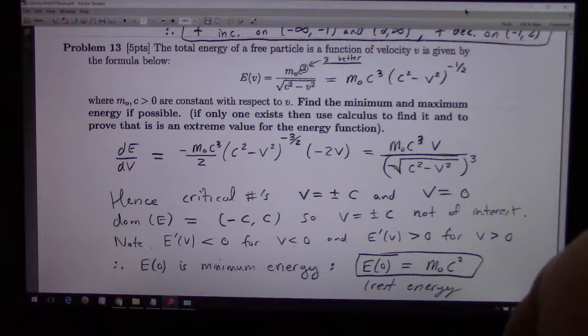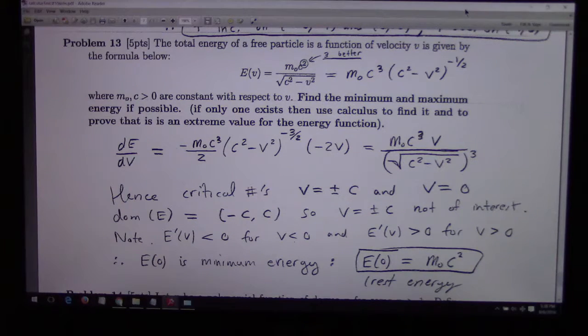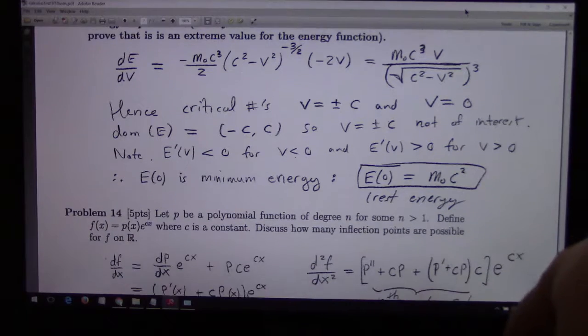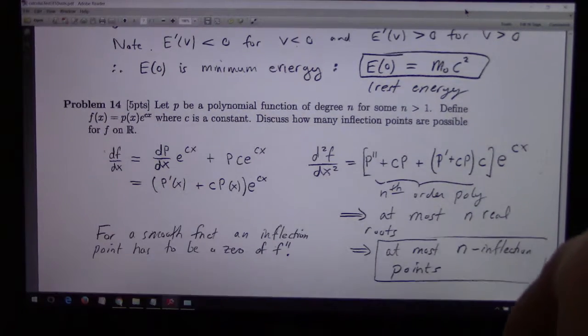This is a problem I'm proud of. Problem 13. If I had made this a cube, it would have been better, because then it would actually be physically, dimensionally correct. But anyway, I'll let you look at that. I think that's a reasonable question. It's just an application of calculus to a particular formula.